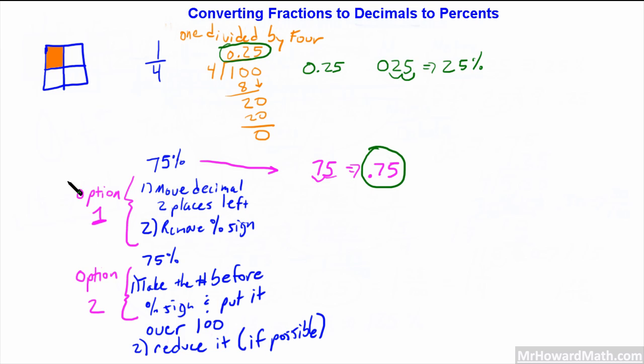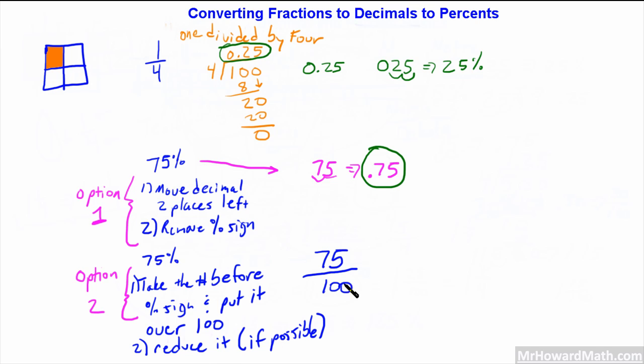And again, I don't care which one you use, you just need to use the one that you have the most success with, the one that clicks in your brain, the one that makes you get the correct answer more often. Okay, so let's do that. So take the number before the percent sign and put it over 100. So we have 75 is the number before the percent sign. So 75, put that over 100, right?